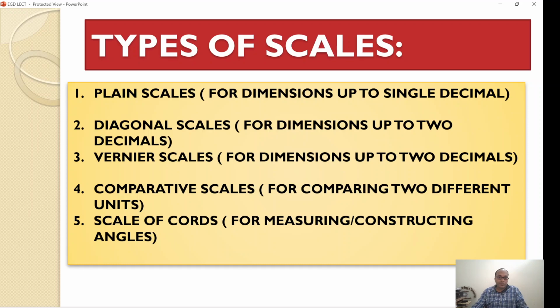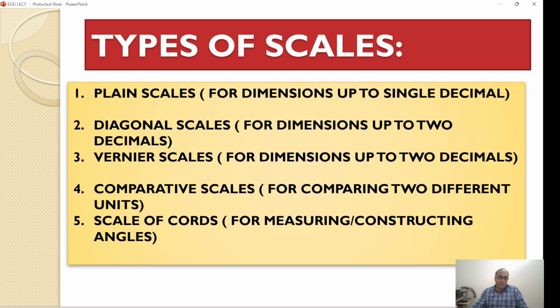So next is types of scale. Okay, so there are various types of scales, as we can see here. The first one is the plane scale. A plane scale is used to measure dimensions up to a single decimal place, or a unit and its subfraction. Okay, like millimeter, centimeter, decimeter, meter, likewise. So it should always be in continuation. We cannot represent millimeter and kilometer on the plane scale. It should always be in continuation.